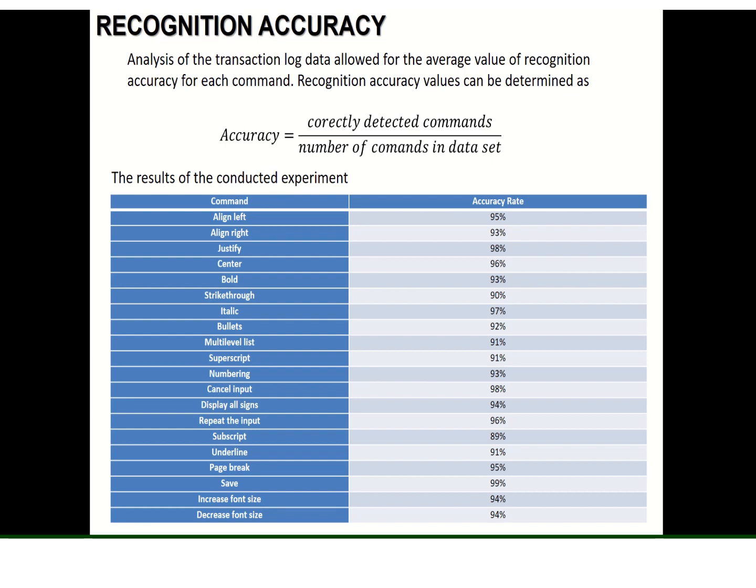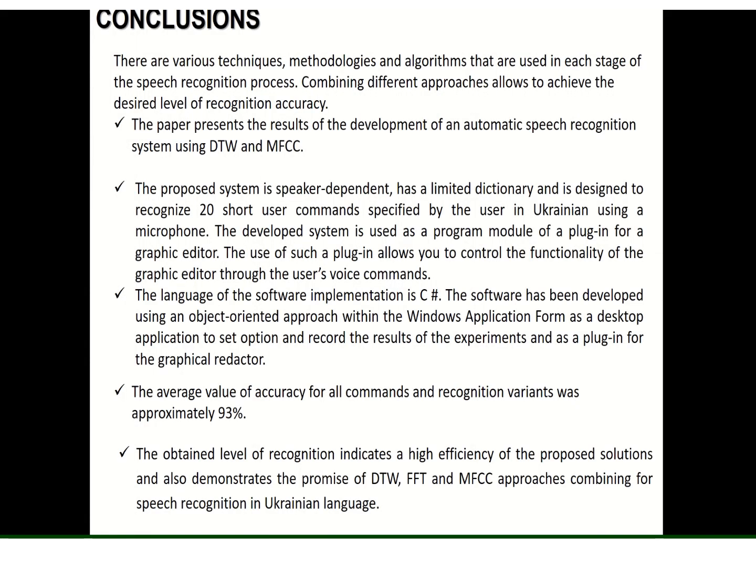The obtained result of recognition and its comparison with the recognition accuracy of system using DTW and Mel-Frequency Cepstral coefficients allows to draw conclusions regarding the adequacy and efficiency of the proposed design solutions. Combining different approaches allows to achieve the desired level of recognition accuracy. The paper presents the results of the development of an automatic speech recognition system using DTW and Mel-Frequency Cepstral coefficients.